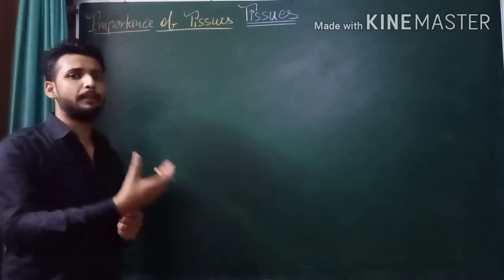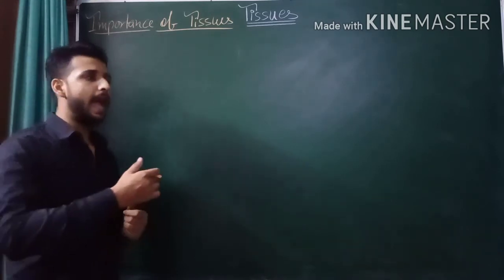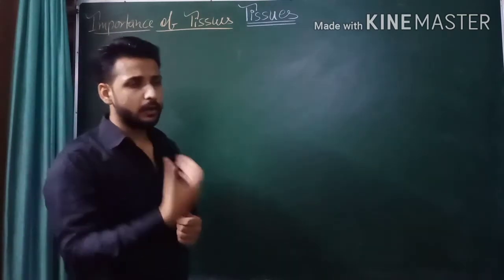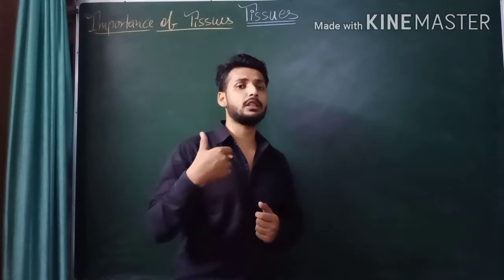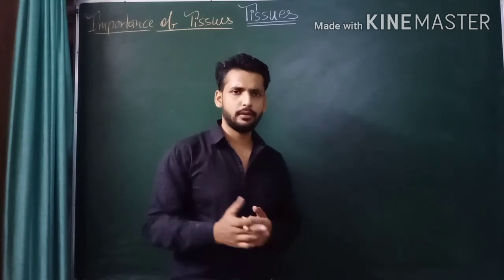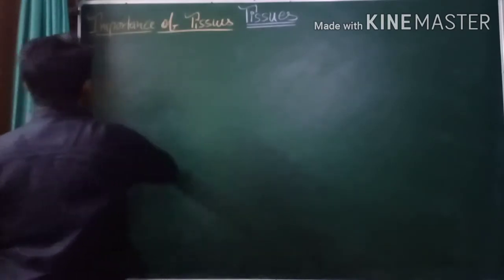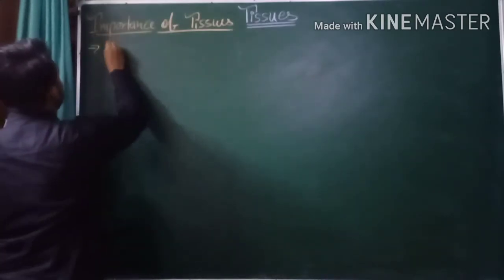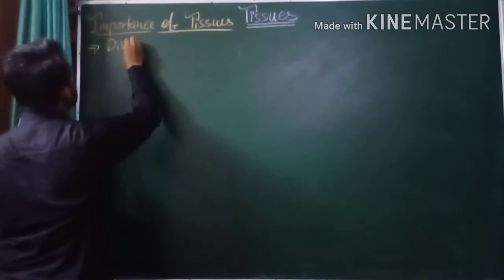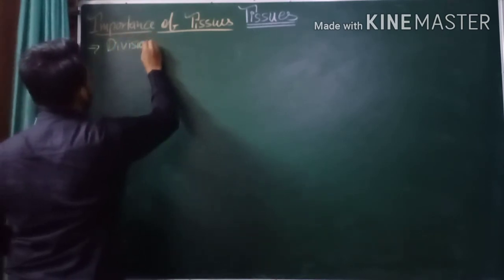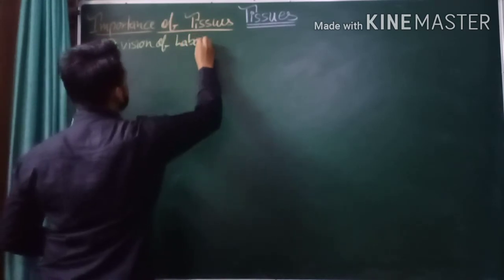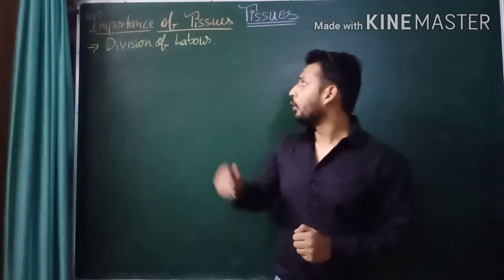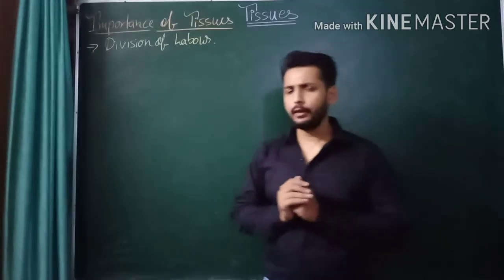Muscular tissues help in movement, right? And in the same way nervous tissue helps in conduction of nerve impulses, or you can say transmission of signals, right? So here one of the main important functions is division of labor. Now we got to know about the division of labor.